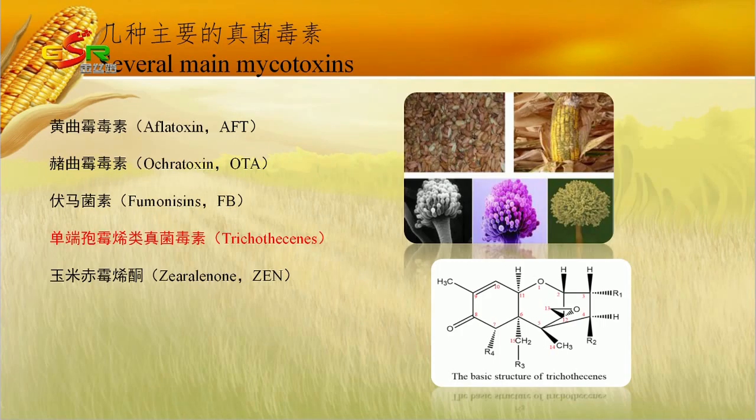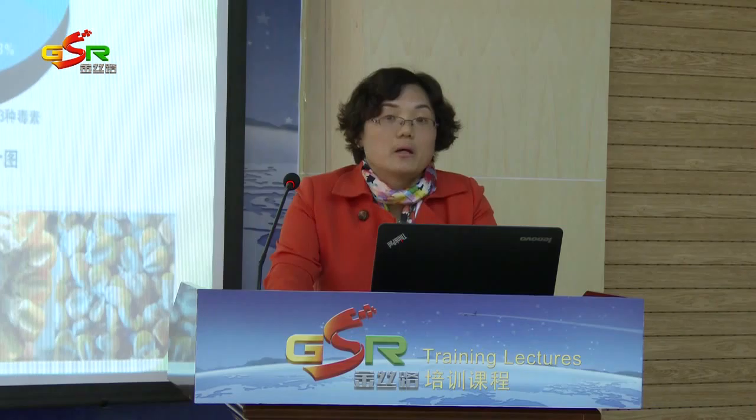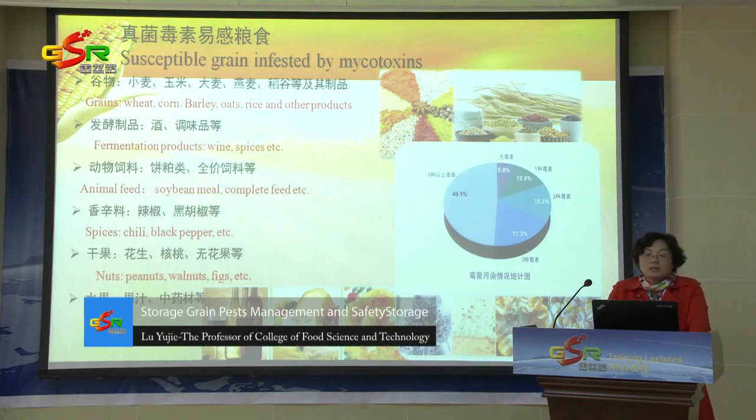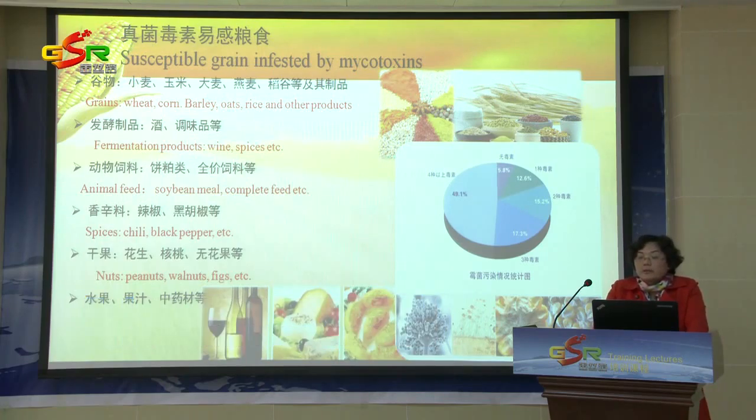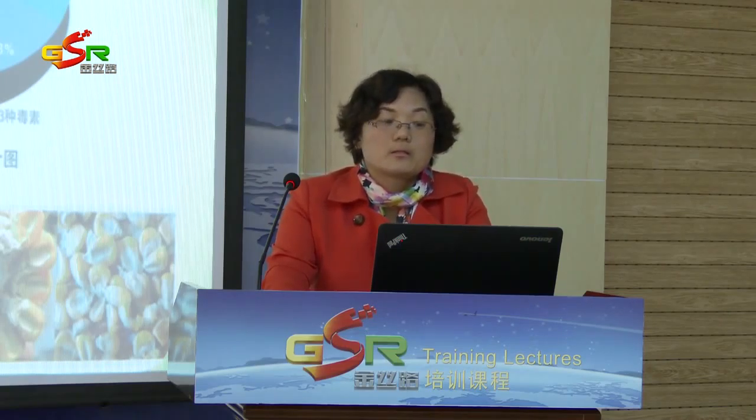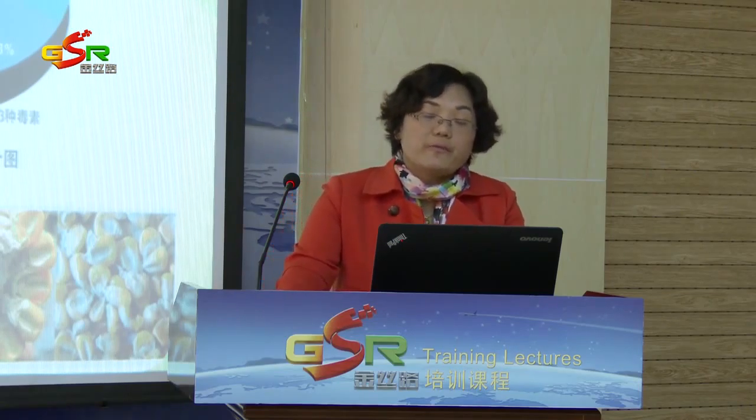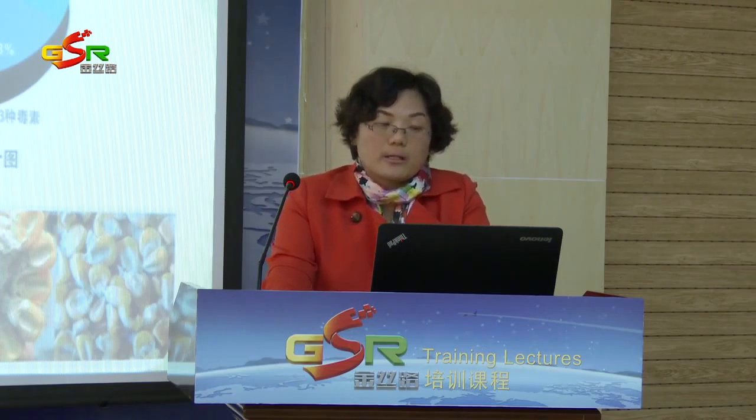This means which crops can be infected by mycotoxins. We know the grains, we know wheat. Many countries depend on wheat for food: bread, noodles, and many other foods. As well as corn, barley, oat, rice, and other products. These are grains. Many grains are easily infected by mycotoxins.